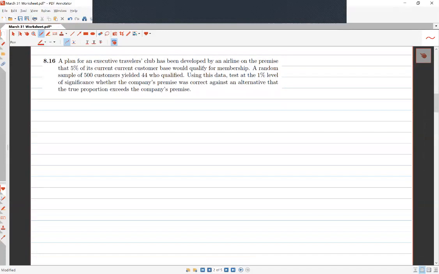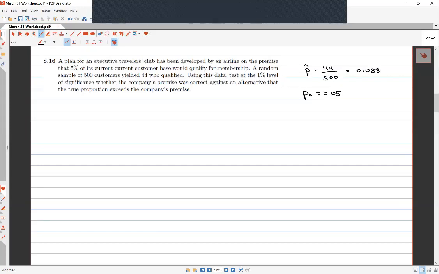Okay, let's look at our next example here. This time, we're looking at an airline who believes that 5% of their customers qualify for some executive travelers club. They take a random sample of 500 customers, and of those, 44 would qualify. So our sample proportion is 44 of the 500, which in this case is 0.088. They believe that it should be 5%, so that'll be our belief under the null hypothesis.